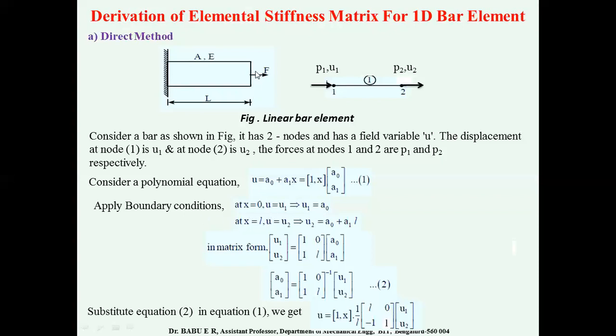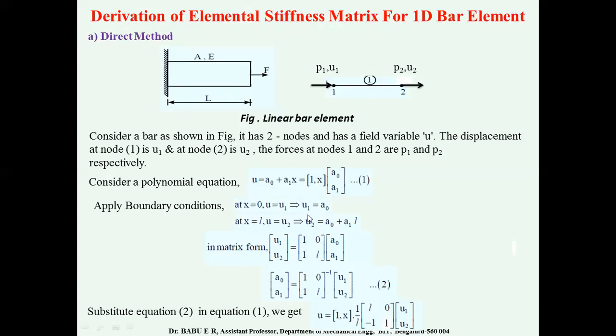Again you apply boundary condition at the free end. At the free end, the value of x is L. The displacement at node 2 is u2. So u equals u2, which implies u2 equals a0 plus a1 L.